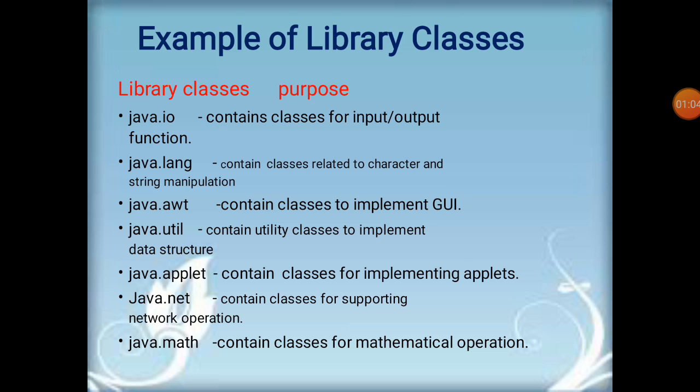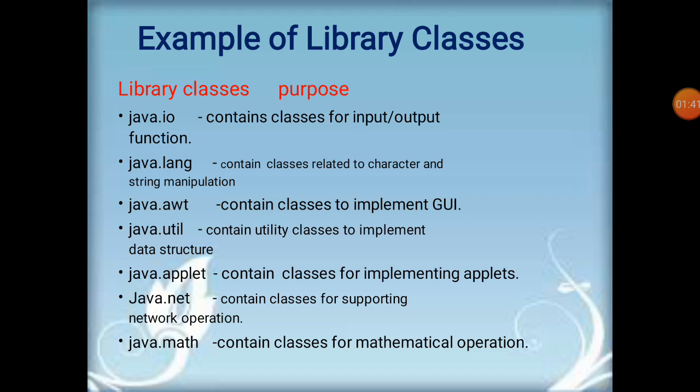the first example of a Java package is java.io. It contains classes for input-output functions. Java.lang contains classes related to character and string manipulation. The Java language package gives us the facility to manipulate characters and strings. Java.awt package contains classes to implement graphical user interface, GUI.